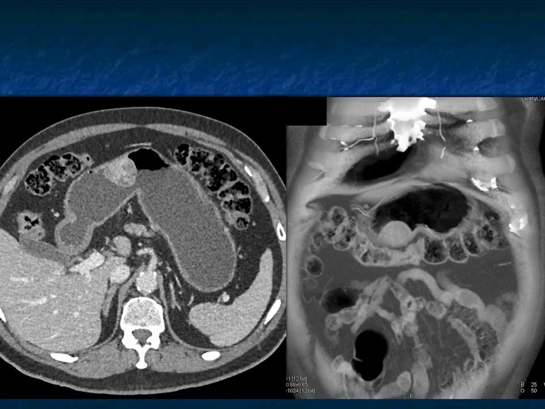This patient presented with abdominal pain and GI bleed. And when you look both on the axials as well as the volume rendered coronals, there's about a 3 centimeter solid mass with slight enhancement in the stomach. Well, what could you think about?